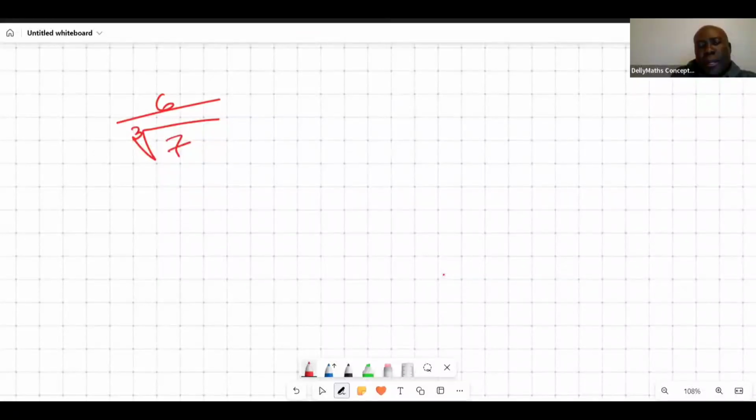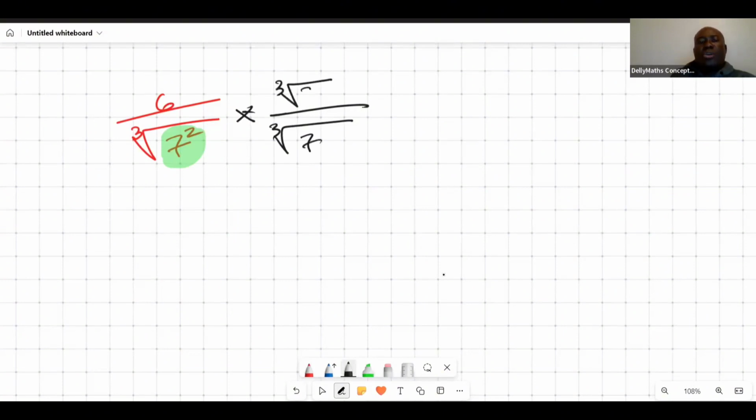Whatever I have, say if I have 7 squared there, if I want to rationalize this, I have to take into consideration that this is 7 squared. I'm going to have to be mindful of what I use as my radical, so that the 7 squared turns into a cube, so that the cube root cancels the cube. So I'm going to multiply the numerator and the denominator by the same thing, the third root of 7.